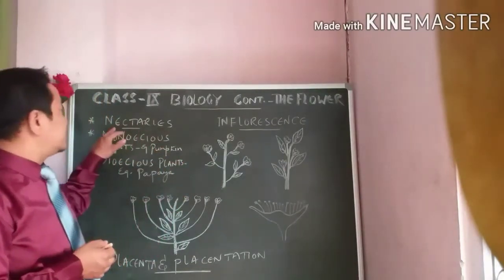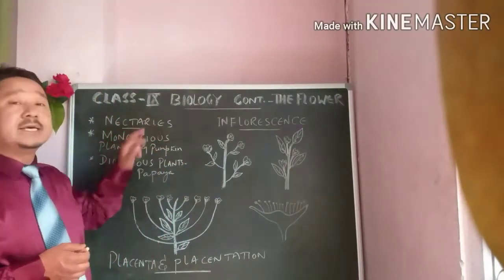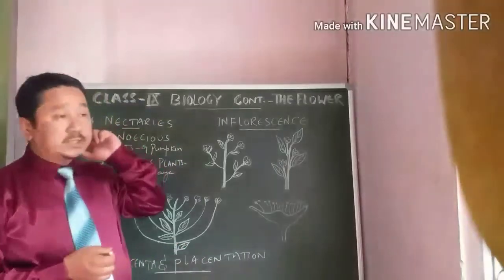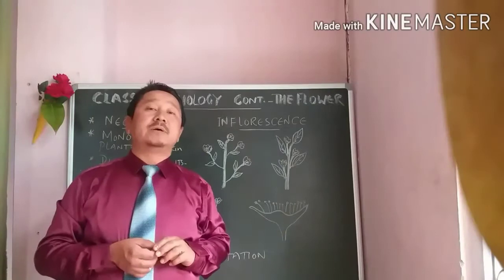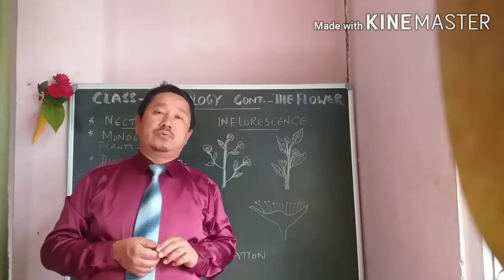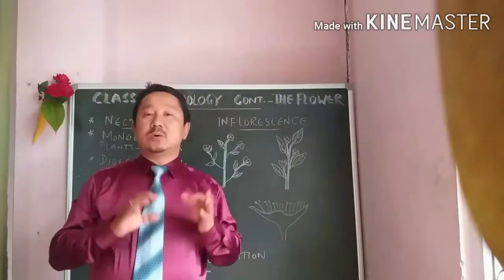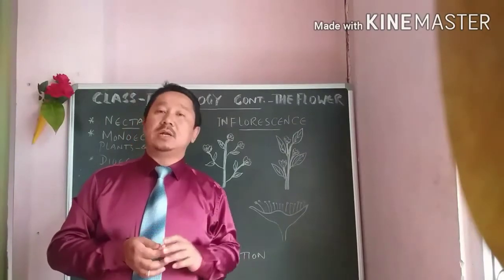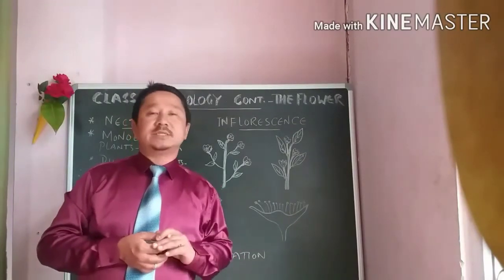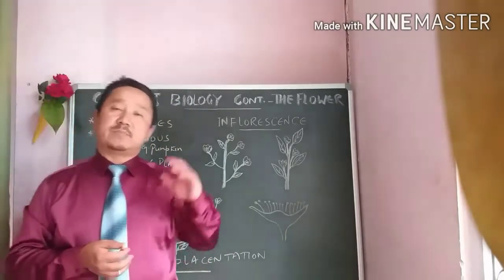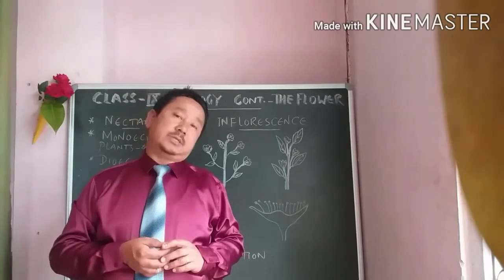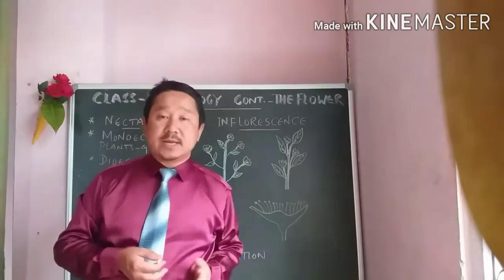Nectaries. Please see there in the book also. Nectaries are the groups of cells which are responsible for producing nectar in the flowers. They are called nectaries, and these nectaries are present at the base of the gynoecium or at the base of petals.